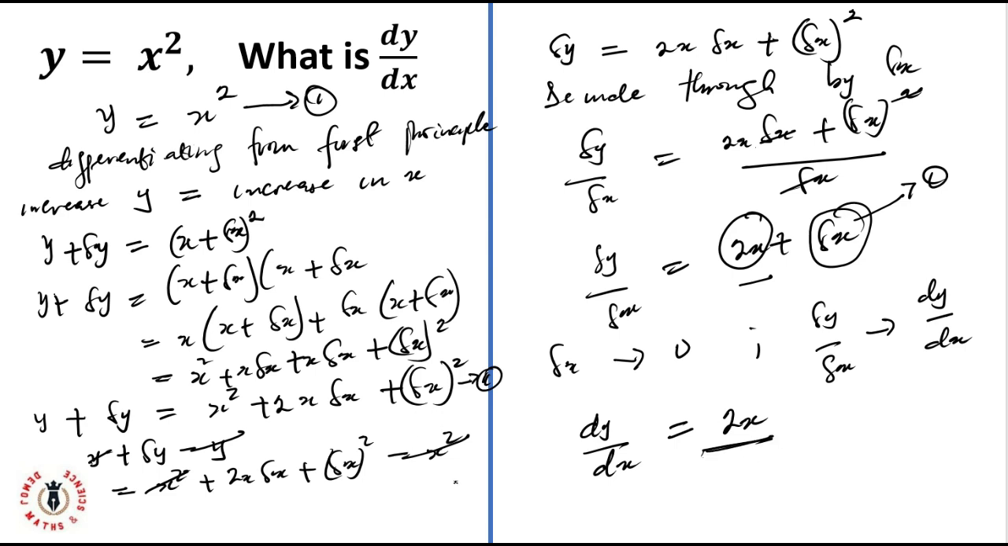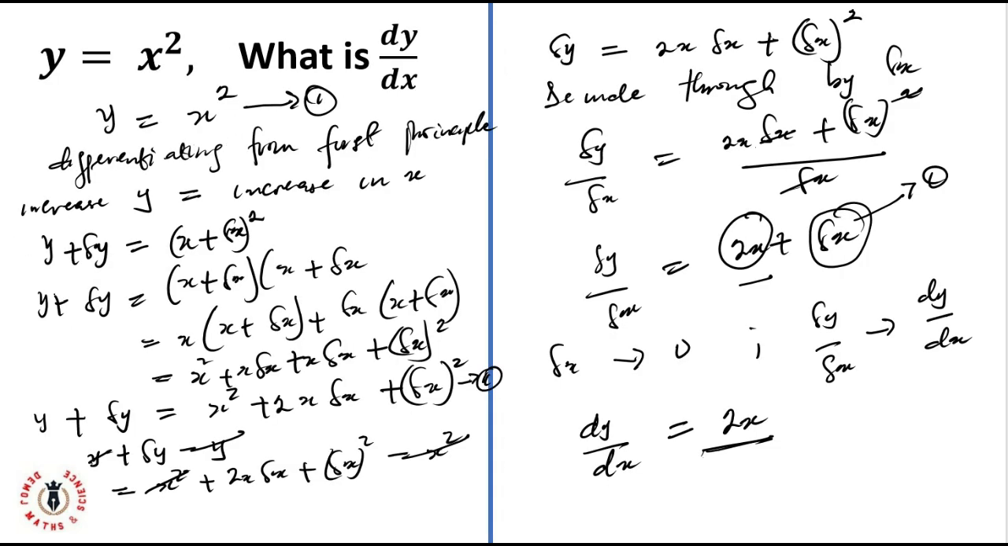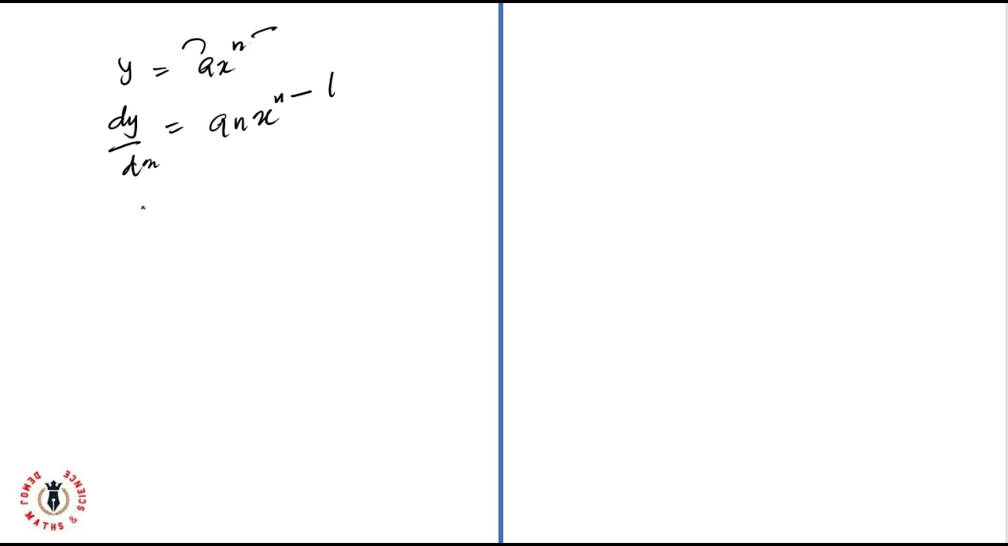Now let's verify this from the formula. The formula tells us that if I have my y to be equal to ax raised to power n, where a is a coefficient and n is the power of x, my dy dx will be equal to anx raised to power n minus 1. Now our example tells us that we have y is equal to x squared. So that my a in this case is the same thing as 1, and my n is the same thing as what? 2.